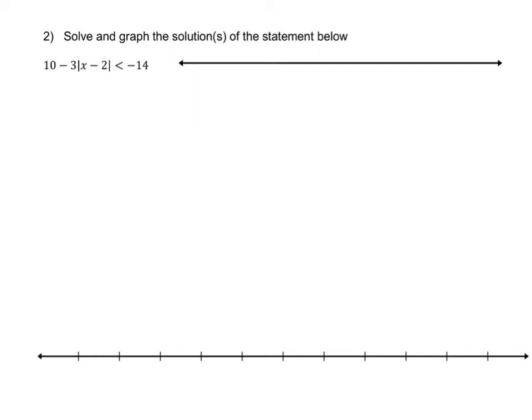All right, let's see if you solved for the absolute value part correctly. We're trying to get this absolute value of x minus 2 all by itself. So first, let's subtract 10. I have negative 3 times the absolute value of x minus 2 is less than negative 24. Then, to get the absolute value part by itself, let's divide both sides by negative 3.